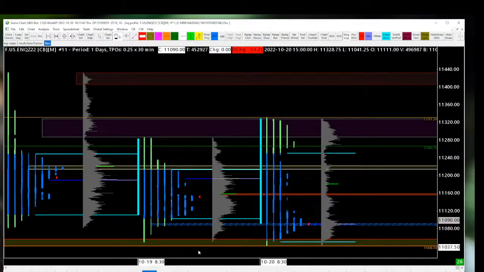See why it's important to do this? Look at those levels. Look at that, right? You had the top and the bottom. And then this one was in the middle of the value area. And that's why it was right on the edge.